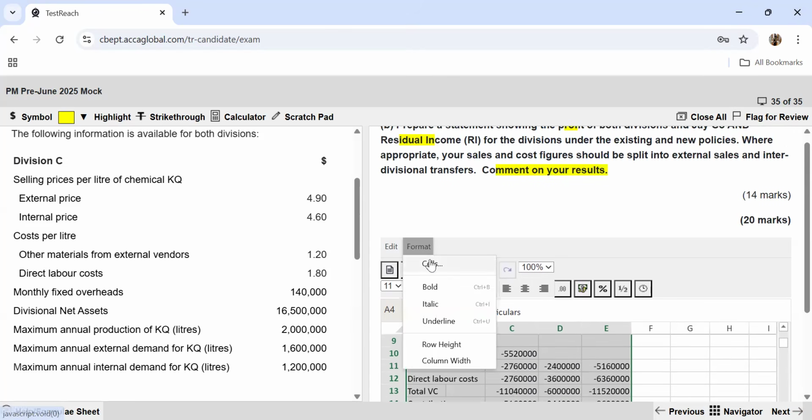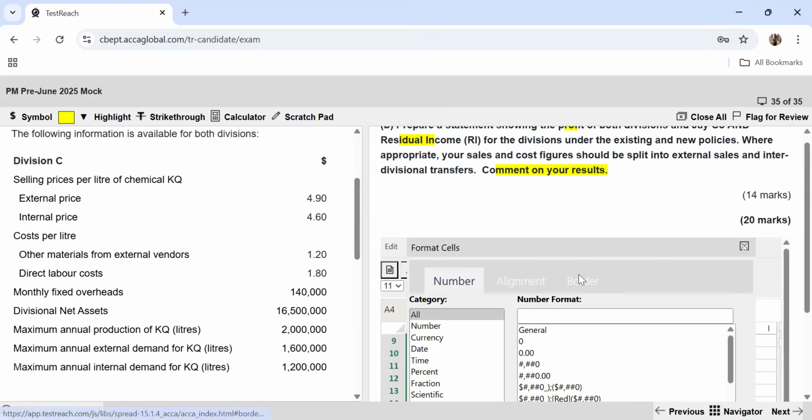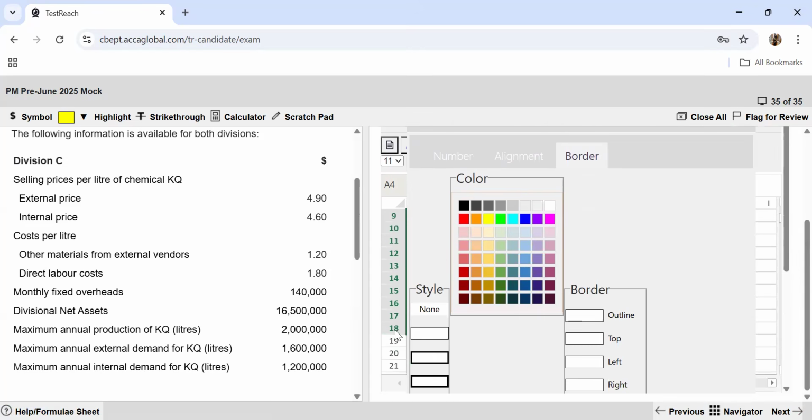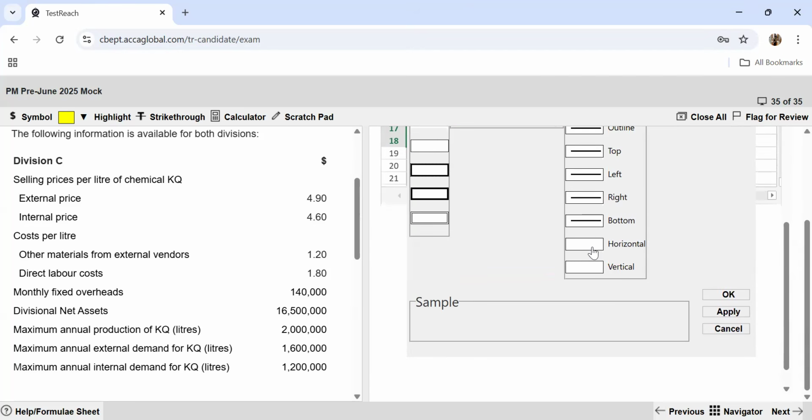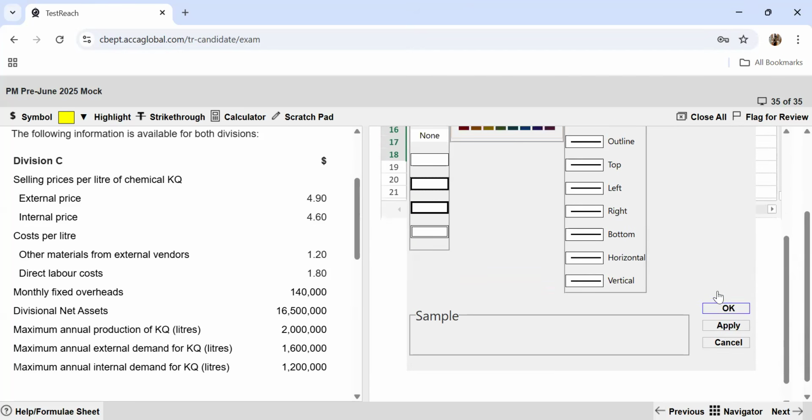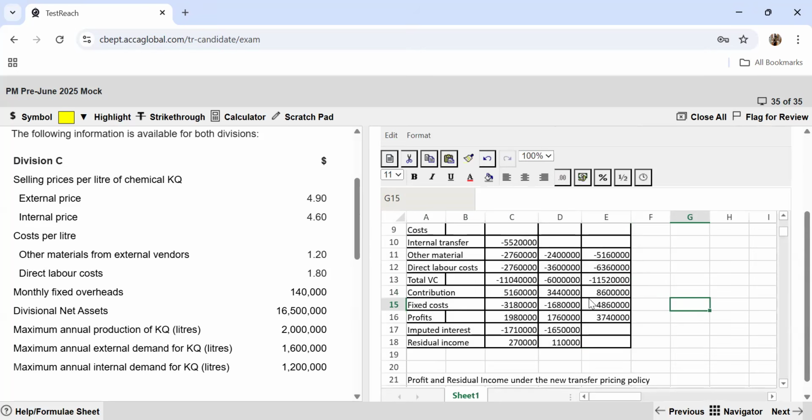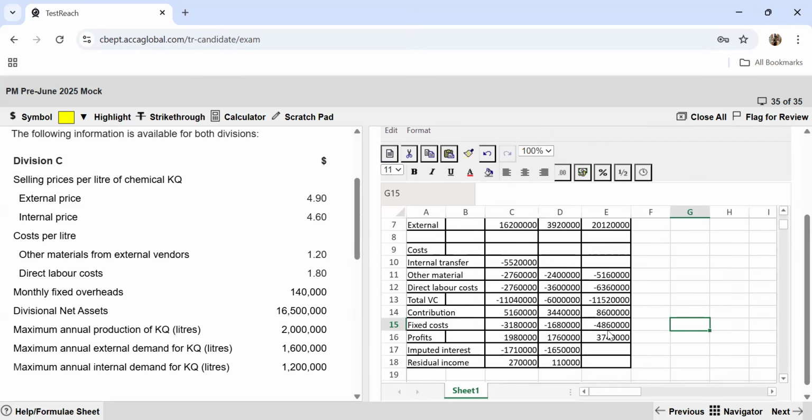We are going to go to the format button. So this is the format window. I go to cells, I go to border, and I select a border style. Then you have to check all of these boxes, vertical, horizontal, click on OK, and then your table is all made. And what we can do is the final answers we can also do in bold.